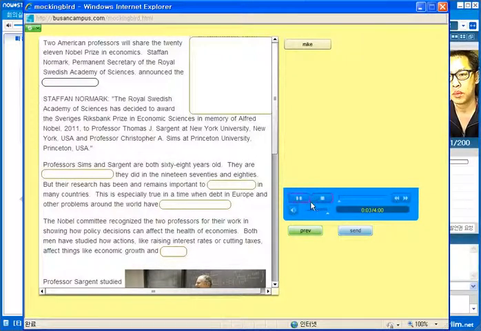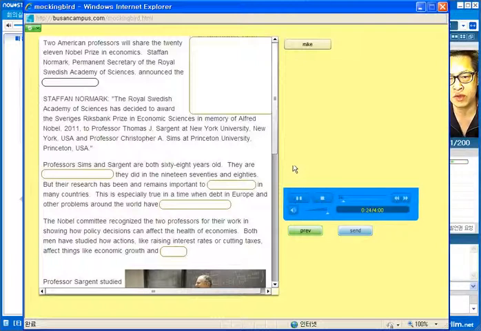Special English Economics Report. Two American professors will share the 2011 Nobel Prize in Economics. Stefan Bormar, former secretary of the Royal Swedish Academy of Sciences, announced the winners this week.